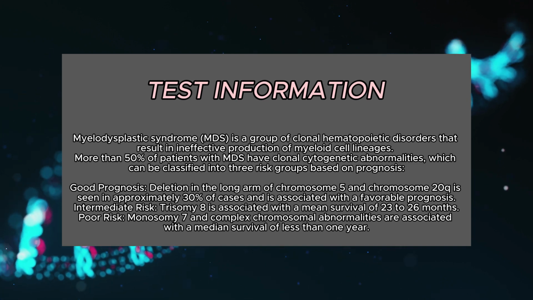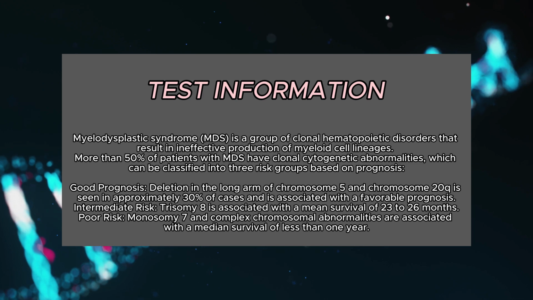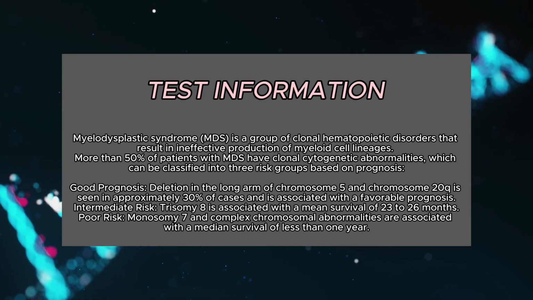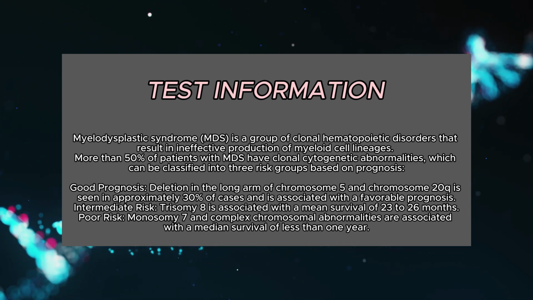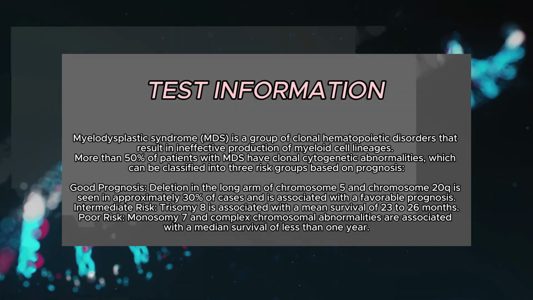Intermediate risk. Trisomy 8 is associated with a mean survival of 23 to 26 months. Poor risk. Monosomy 7 and complex chromosomal abnormalities are associated with a median survival of less than 1 year.